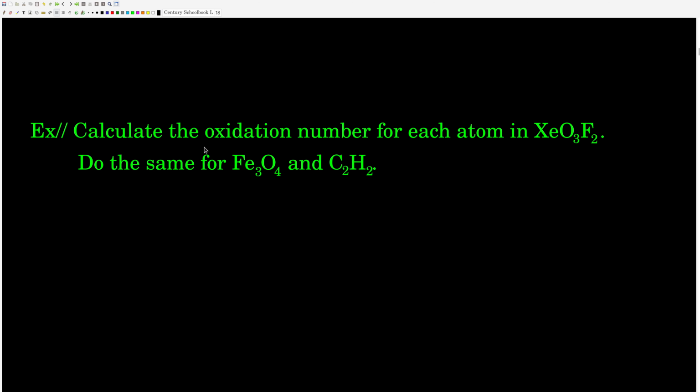So let's practice. Calculate the oxidation numbers or oxidation states for each atom in these compounds: xenon trioxide difluoride, iron 2,3 oxide, also called magnetite, and acetylene. So guys, why don't you work that out real quick and come back when you get your answers. Welcome back, guys.